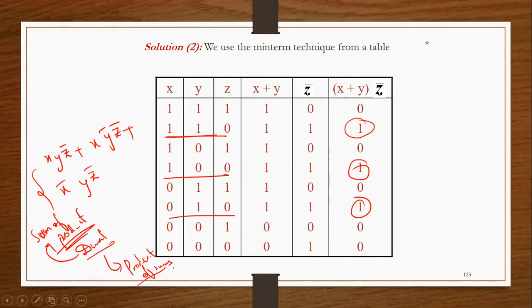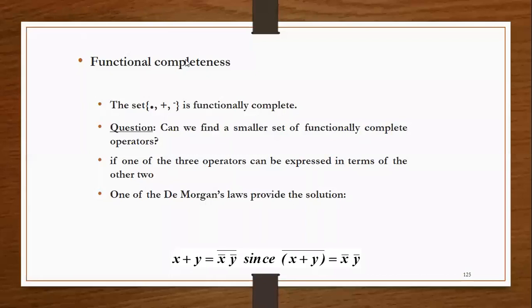Now the next thing is functional completeness. So every Boolean function can be expressed as a Boolean sum of min terms, as we have seen. Each min term is the Boolean product of variables or their complements. This shows that every Boolean function can be represented using these three operators. So this set is basically known as your functionally complete set. The Boolean product, Boolean sum and negation or complementation is a functionally complete set. Now the question is, can we find a smaller set of functionally complete operators? We can do so if one of the three operators can be expressed in terms of the other two.